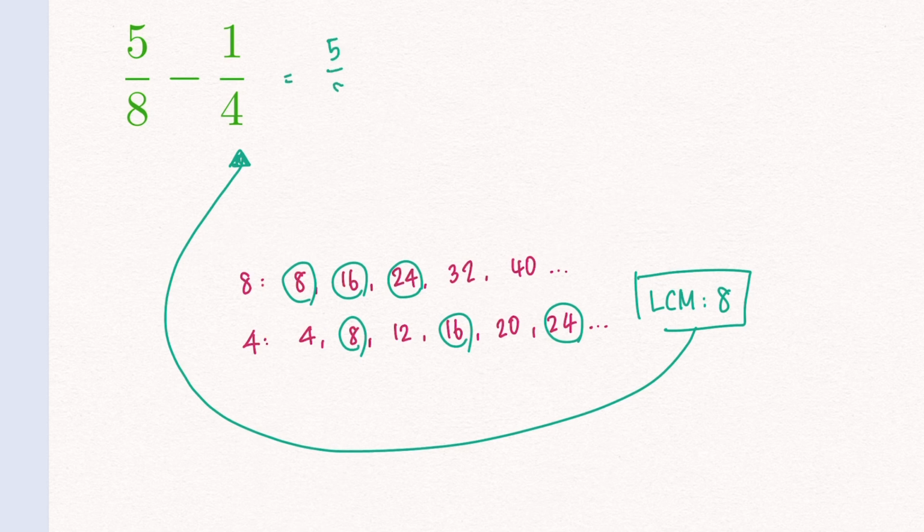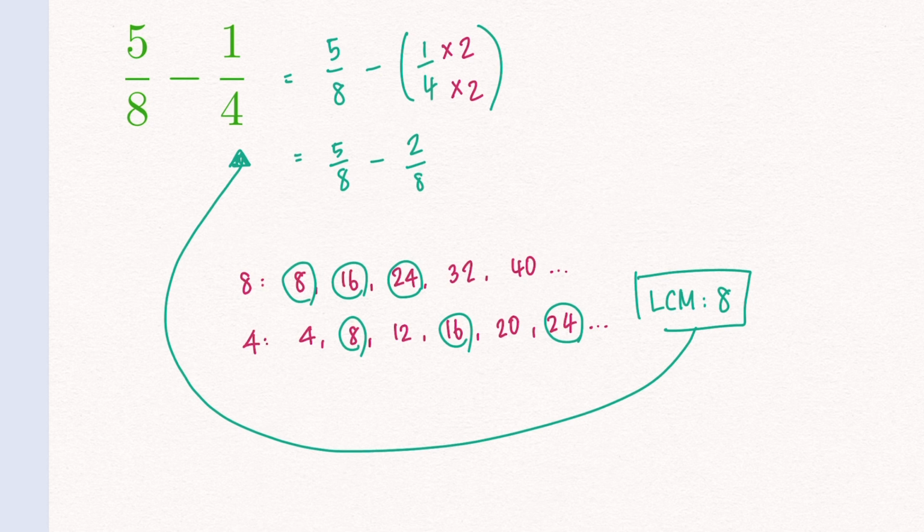Keeping 5 over 8 as it is, and for my second fraction of 1 over 4, I need to multiply the 4 by a number so that it becomes 8. And the number that I need to multiply by is 2. And so I have to multiply 2 to the top and 2 to the bottom and calculate. So the first fraction of 5 over 8 stays the same, so just rewrite it, and calculate my second fraction. 1 times 2 over 4 times 2, and that becomes 2 over 8.